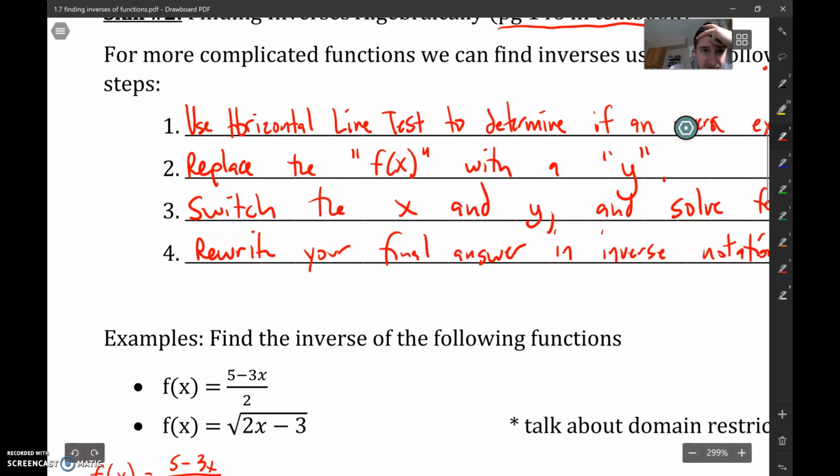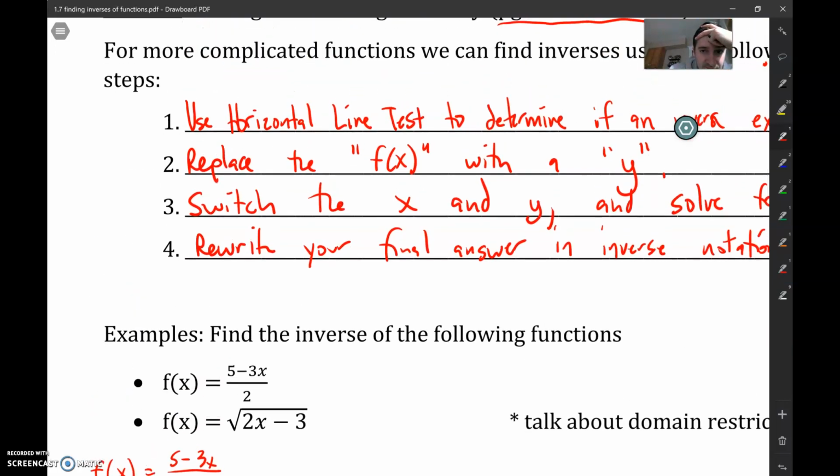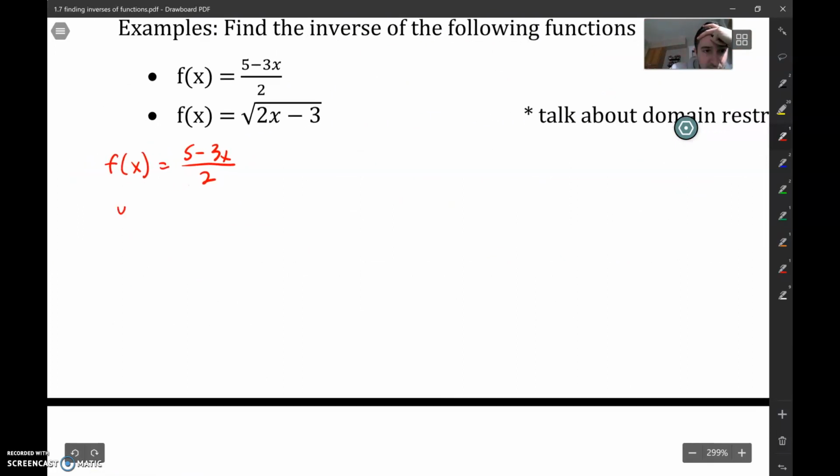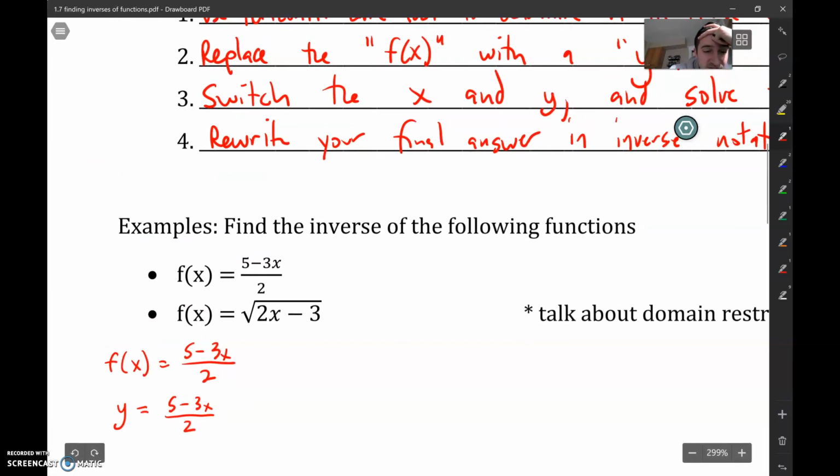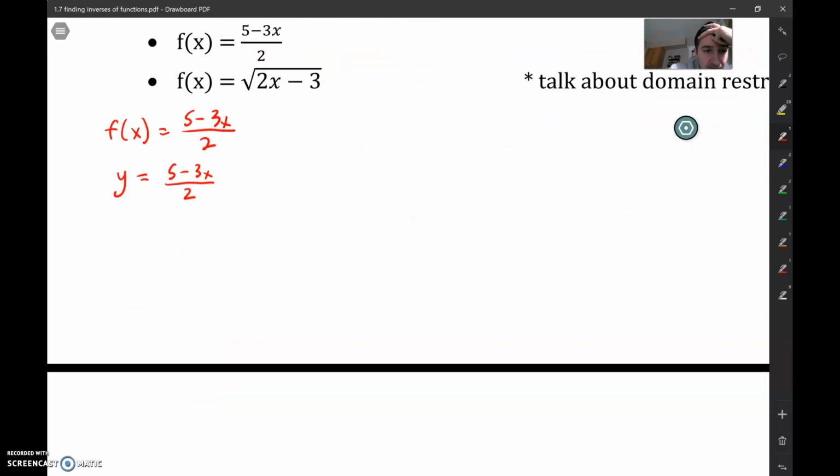So then what do my steps say? Step 2, replace the f of x with a y. Okay, I can do that. y equals (5 minus 3x) over 2. Then what's the next step say? Switch the x and y and solve for y. So what I'm going to do is switch this. Notice how now the x is over here and the y is here. And then I'm going to undo these operations and get y by itself again.